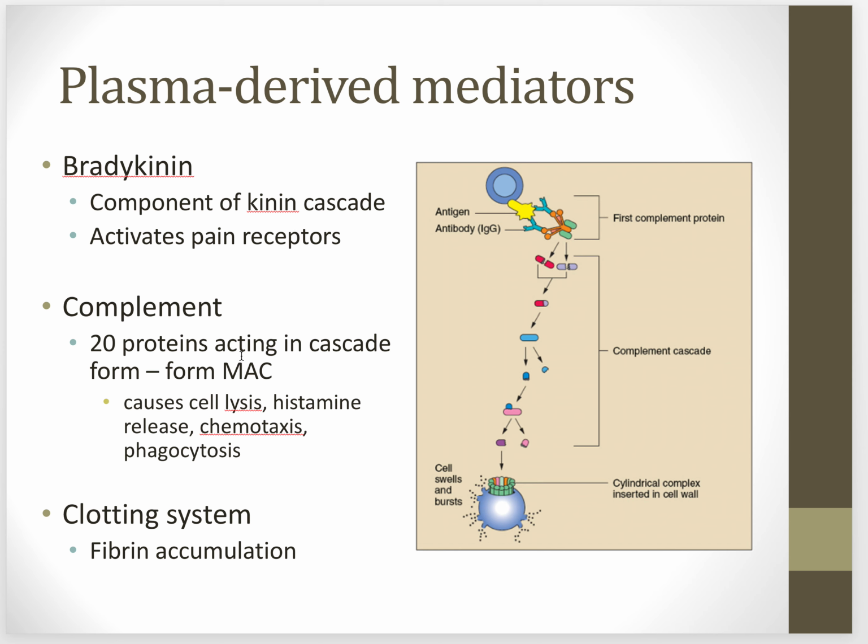Then there's complement. Complement is a cascade that's activated. We'll talk about this more in the next chapter, but the complement cascade is like 25 steps, but the end of it is a cylindrical complex that is inserted into a cell wall. So if the body recognizes this cell as damaged or diseased or carrying a pathogen, complement can be activated. We put together this nice little circle, then we punch it into a cell, and a cell obviously can't live with a big cylindrical complex in it.